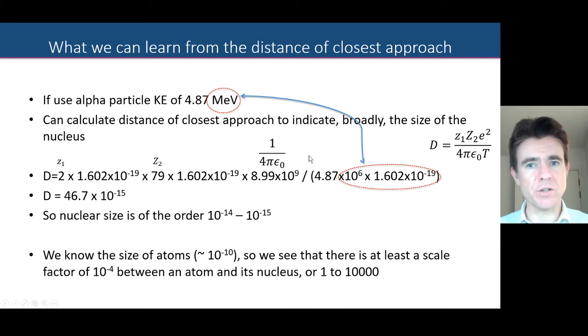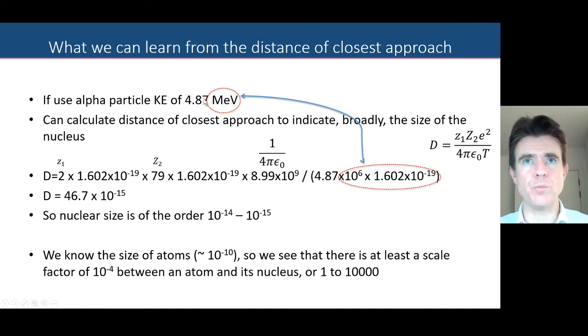And then we're going to plug in that value of T for the kinetic energy into that expression we just looked at. Plug in the value for Z1, which is 2 for a helium nucleus, the alpha particle. It's 79 for Z2, that's the atomic number of the gold nucleus. And of course we've got e, the fundamental unit of charge, multiplied by 1 over 4 pi epsilon naught, which can be called the Coulomb constant, divided by that kinetic energy as shown here.